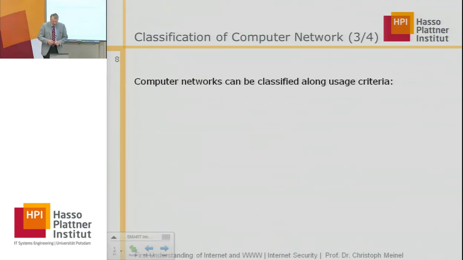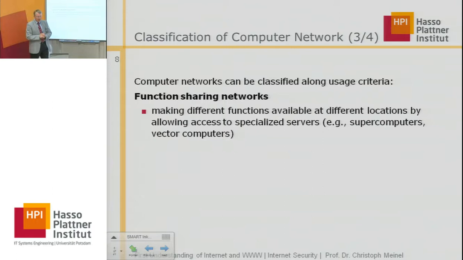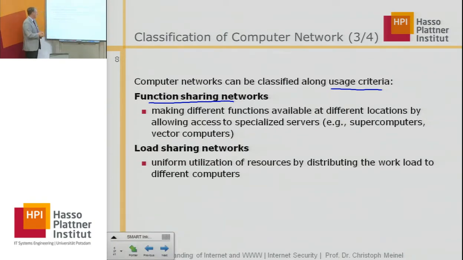I come back to the classification of computer networks. We already classified according to a geographical criterion, but we can also classify computer networks along other criteria, for example, along the usage: for which purposes this computer network was created and is used. The first group are function-sharing networks. Function-sharing networks make different functions available at different locations, and so they allow access to specialized services, for example, to supercomputers or vector computers or other things.